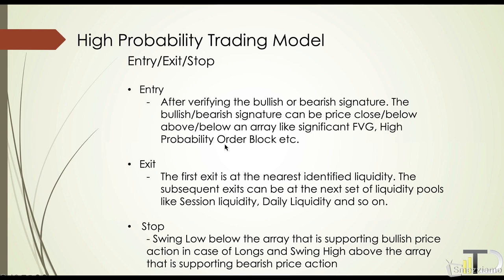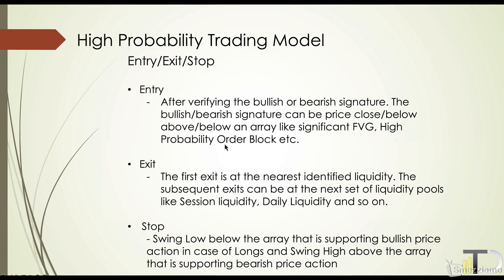And so on. Stop, it is really the swing low below the array that is supporting, let's say, your bullish price action, or the swing high above the array if your price action is supporting bearish signatures, right? So simple. As you can recall, me talking about those stops in those examples. So this is by and large the rule that I apply for entry, exit, and stop.